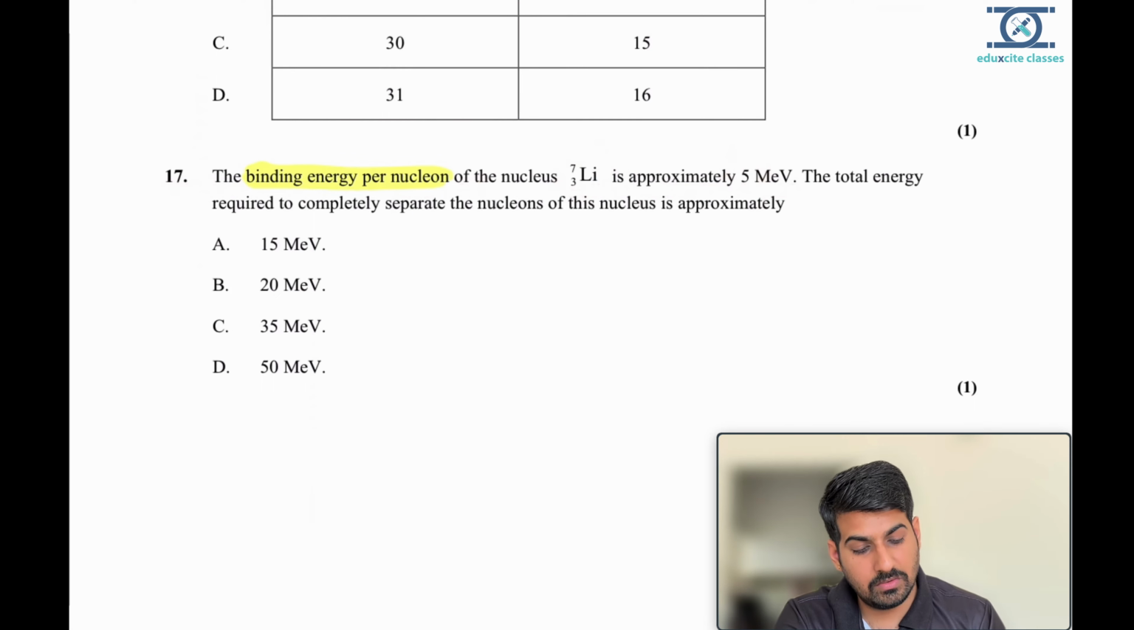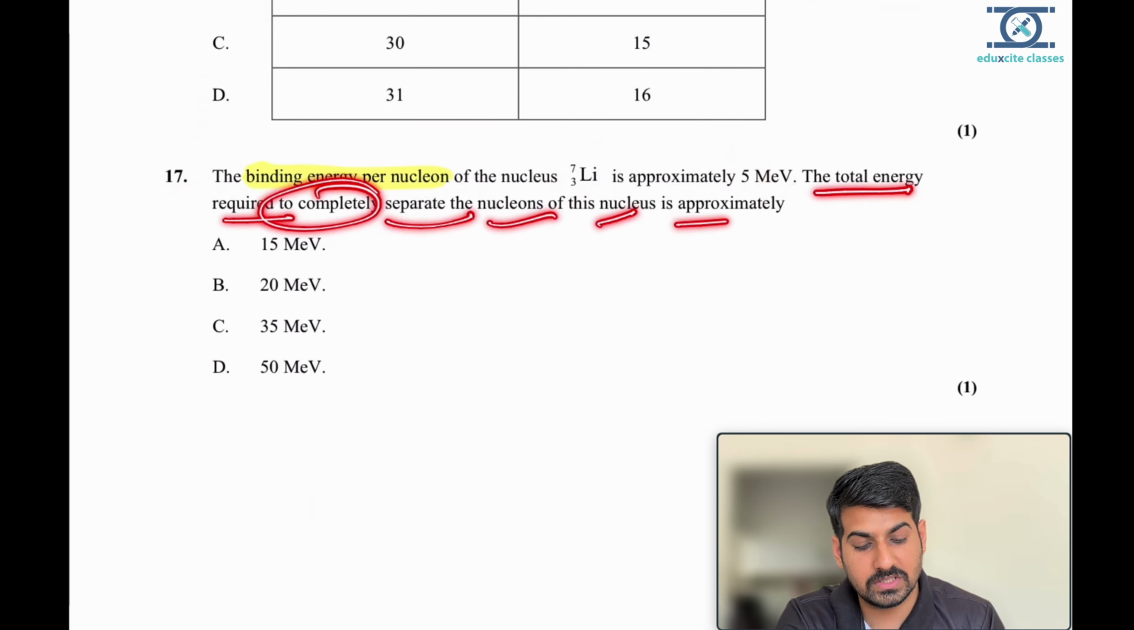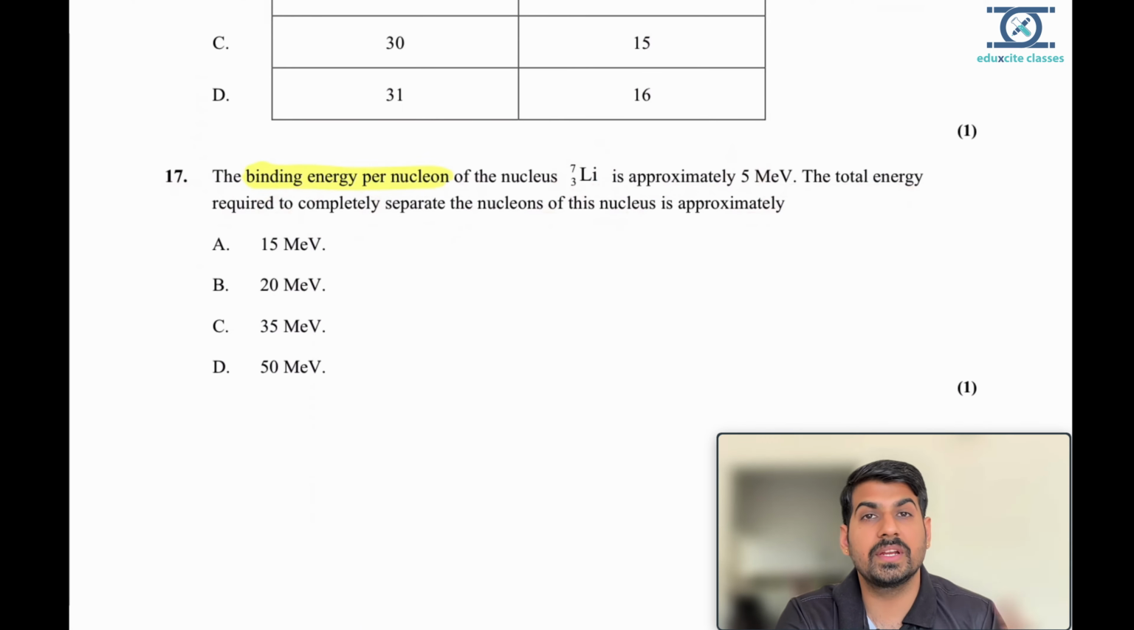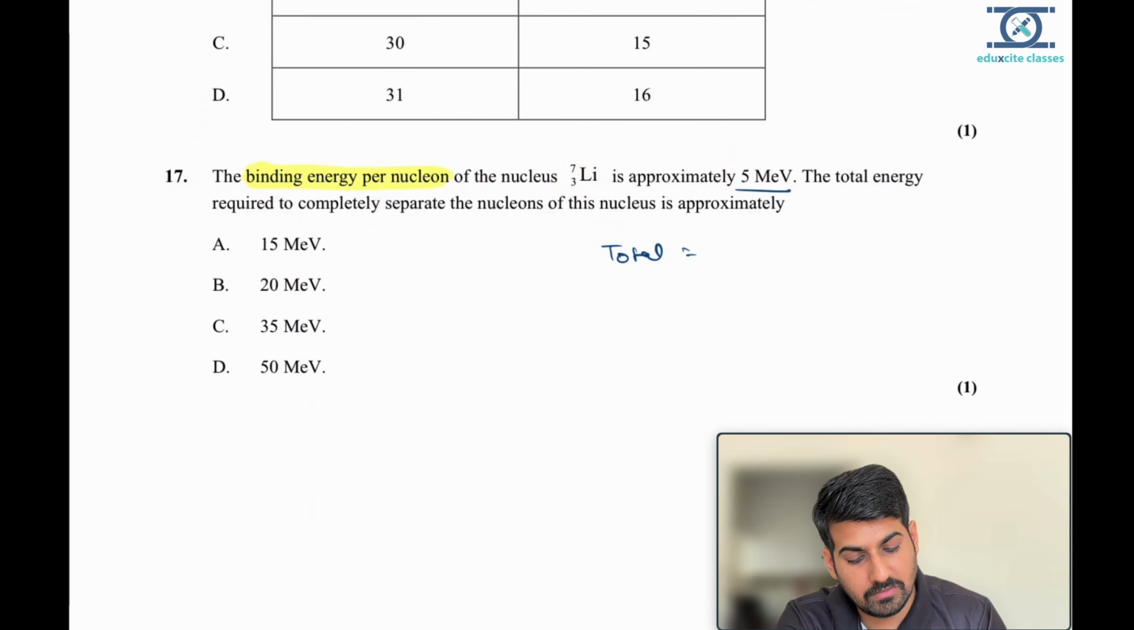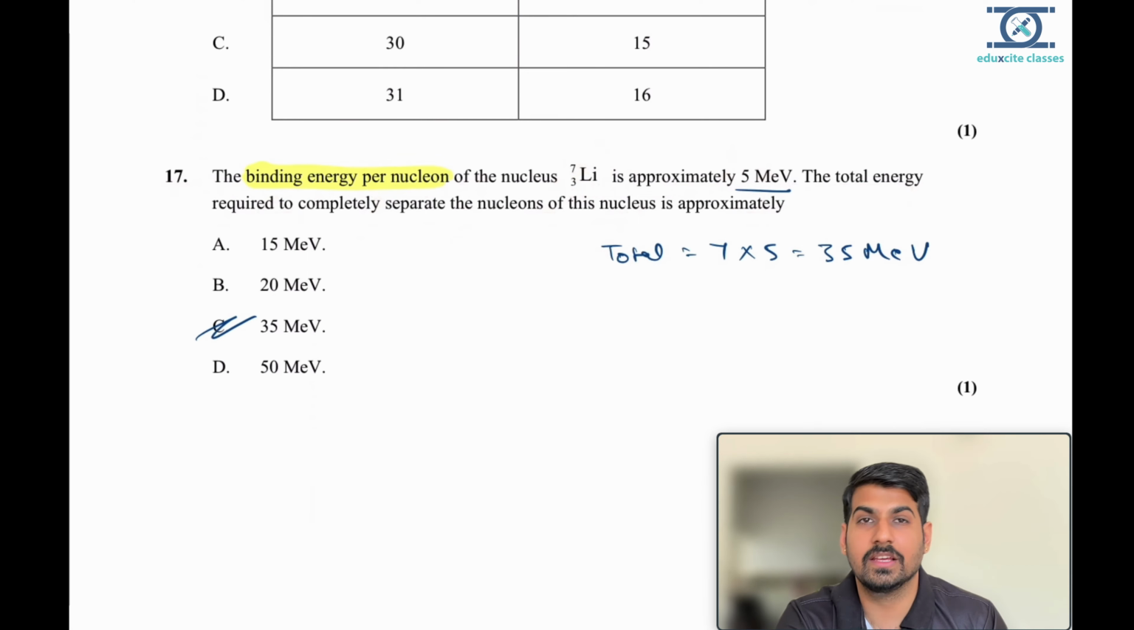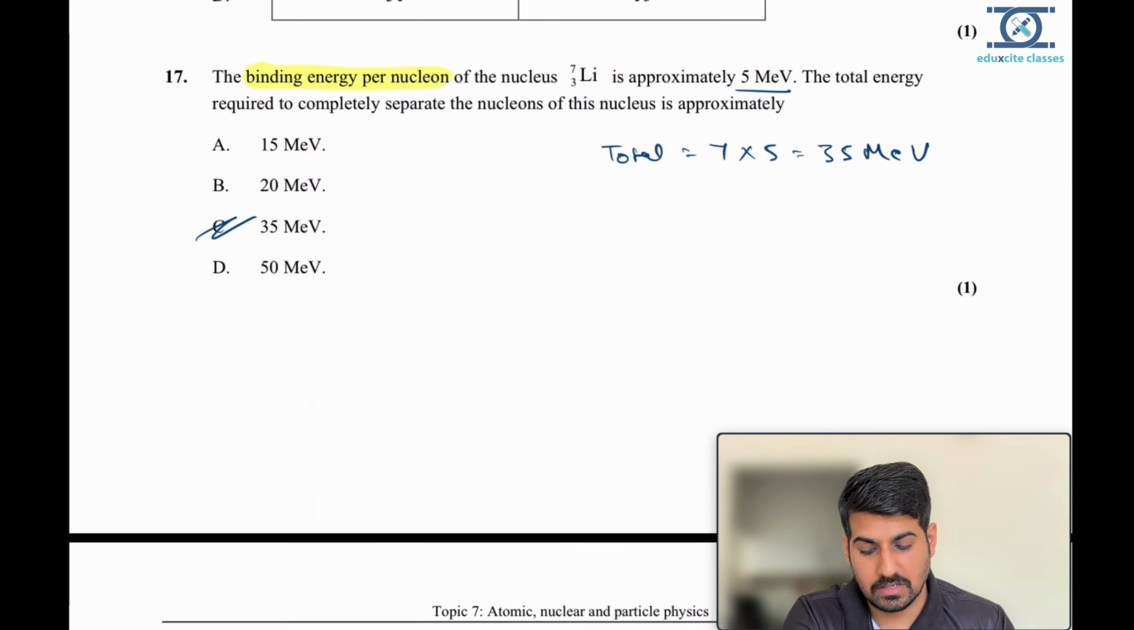Now it is asking you the total energy required to completely separate the nucleons of this nucleus is approximate. So how many nucleons are there? That is 7, and 1 required 7. So total will be how much? Total will be nothing but 7 into 5, which is 35 mega electron volt. Option C. So this is the easiest way to answer this type of question, and this is very common, guys.